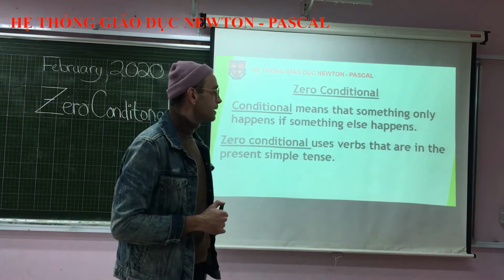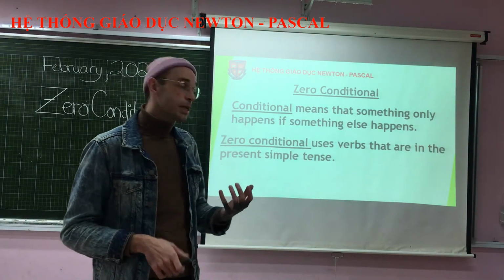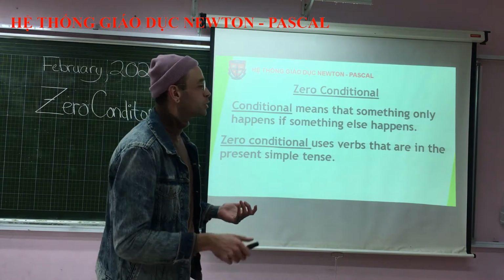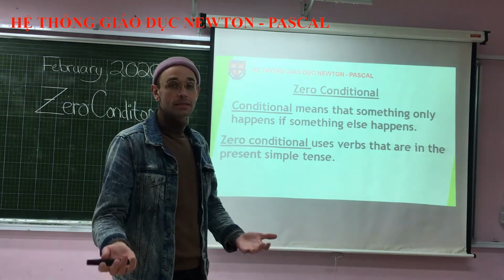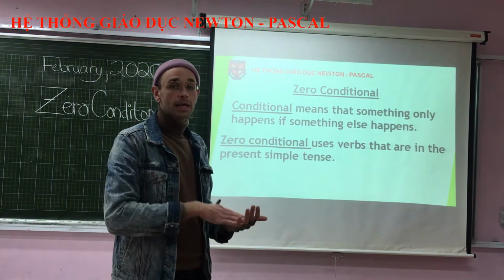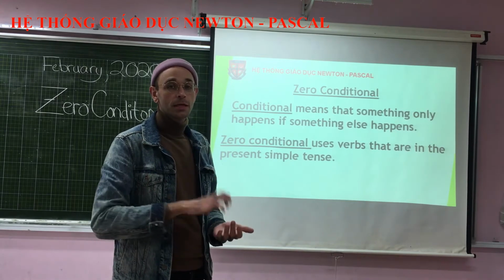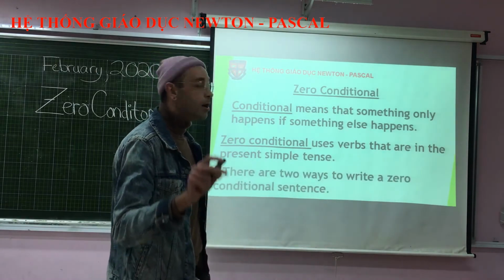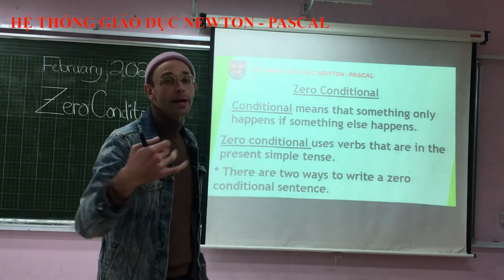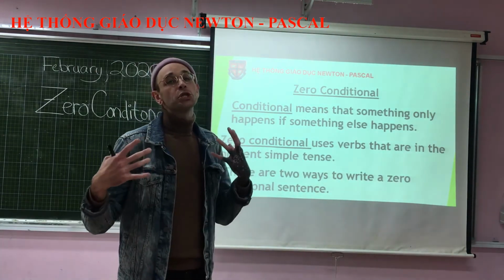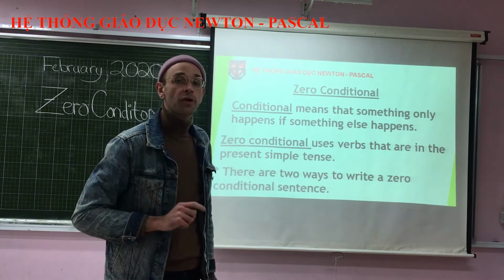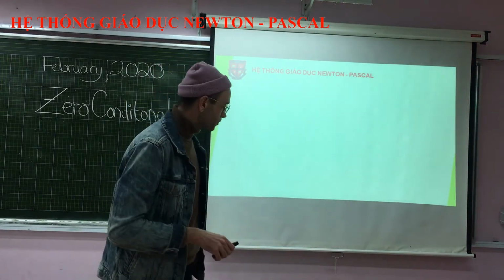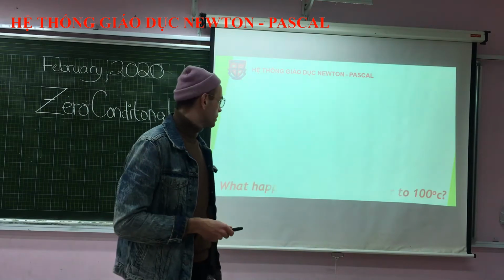And zero conditional means that the verbs used in the sentence are going to be in the form of present simple. Not in the past tense, not in the future tense, but in the present tense. All right. And there are actually two ways to correctly write the same conditional sentence. So we're going to look at those two ways now. Let's look at something else.